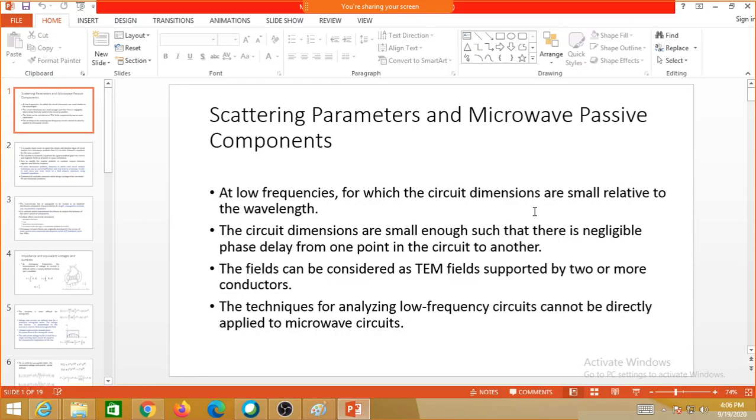In the last class we discussed planar transmission lines, and also the simple problem I gave. I think you might have solved it. I'll give some of the problems as an assignment, so you can solve and submit them in the Moodle.